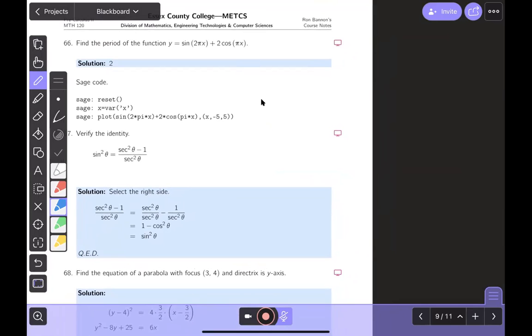By the way, I always say that memory is kind of short term for most people, but the more you work at something, the more long term it becomes. All right. Now, what do they want to do? They want you to find a period of this function.